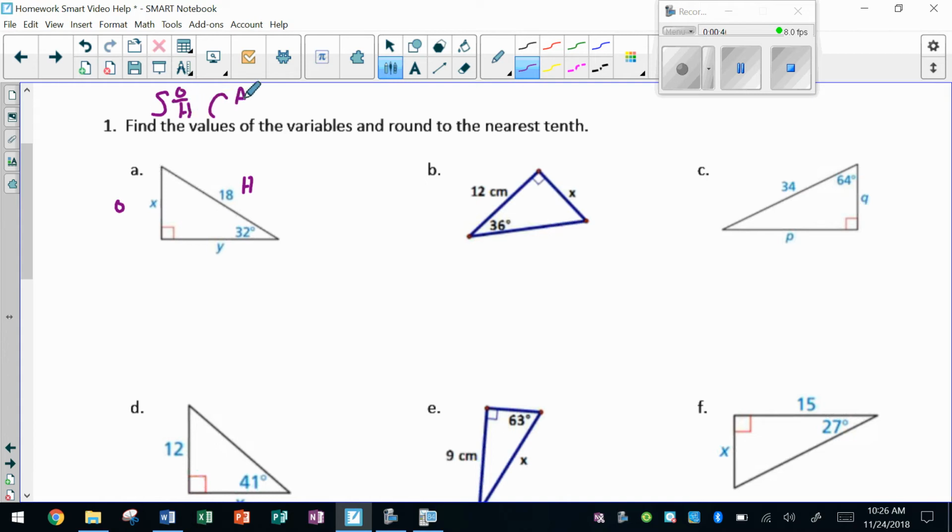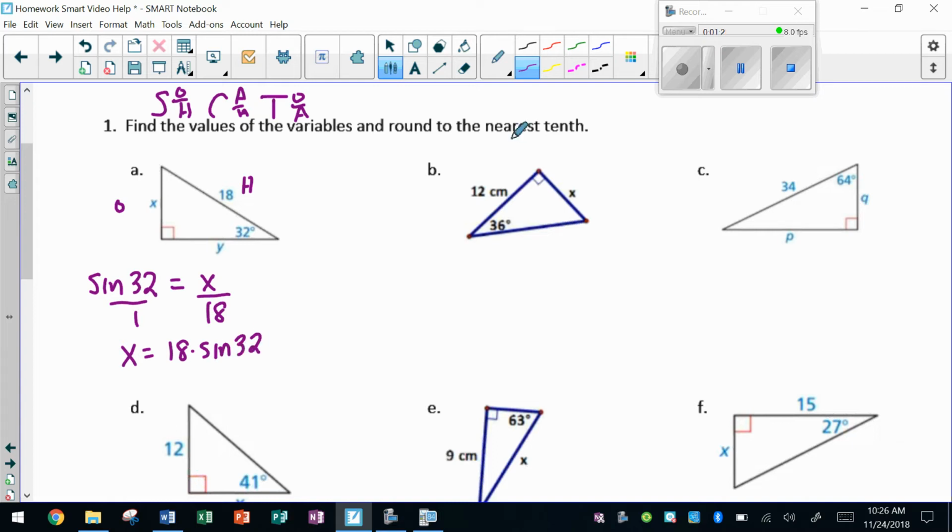Okay? So let's go ahead and set up a ratio. The sine of 32 degrees is equal to the ratio of the opposite side, which is x, over the hypotenuse, which is 18. And then we're going to multiply both sides by 18, or you could put this over a 1 and think of it as a proportion and cross-multiply them. Either way, you'll get the same thing. So x equals 18 times the sine of 32.